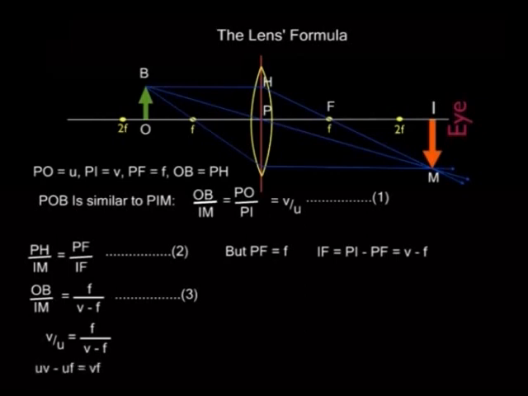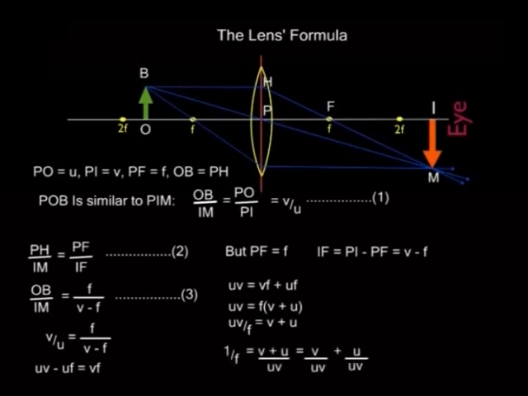UV minus UF is equal to VF. UV is equal to VF plus UF. And UV is equal to, factorizing the right hand side, F into V plus U. Dividing both sides by F, UV over F is equal to V plus U. And therefore 1 over F is equal to V plus U over UV, which is equal to V over UV plus U over UV. 1 over F is therefore equal to 1 over U plus 1 over V.